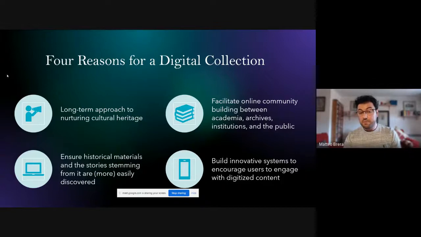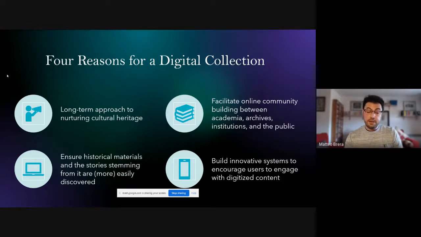So first, it's the long-term approach to nurturing and keeping cultural heritage alive, and trying to develop and facilitate community building between a variety of institutions, from academia to the general public, passing through archives and institutions such as the historical societies or local ethnic clubs. And also, that was the main purpose to start with, to ensure that the historical materials can talk, and the stories they tell can be more easily discovered, certainly more than they would be in an attic.